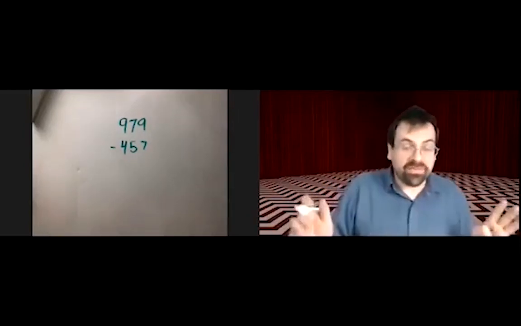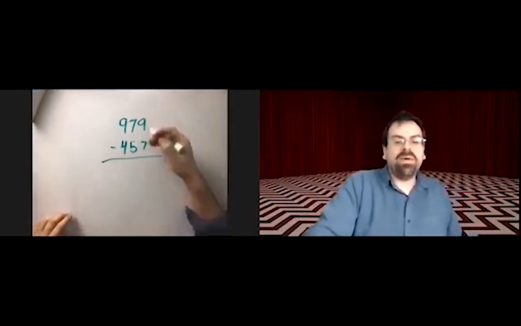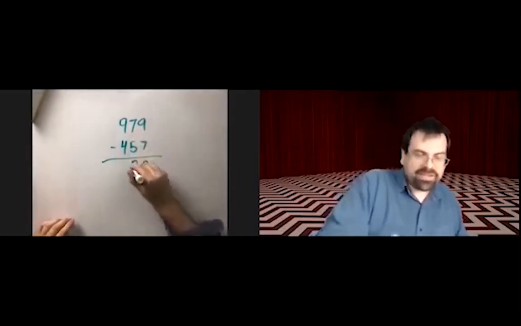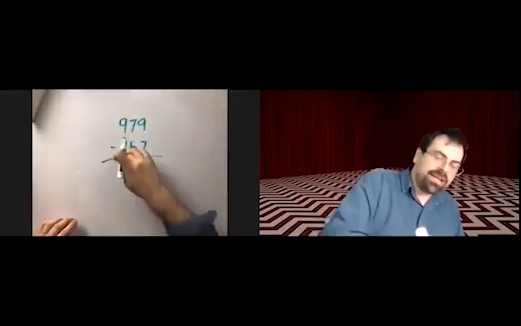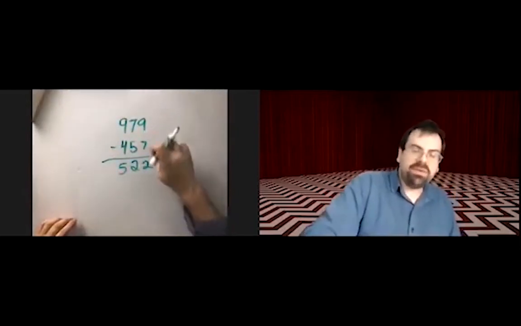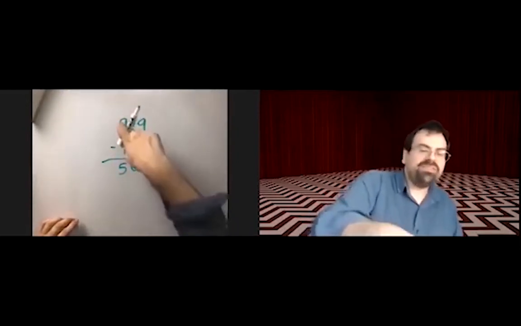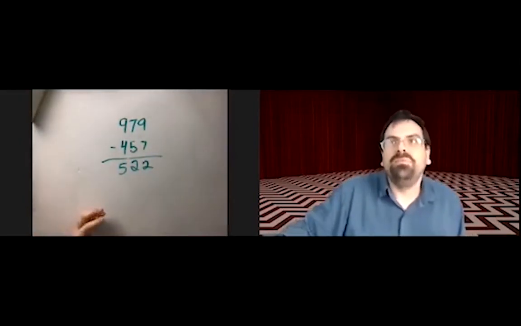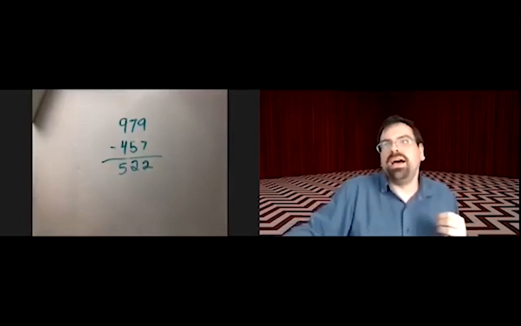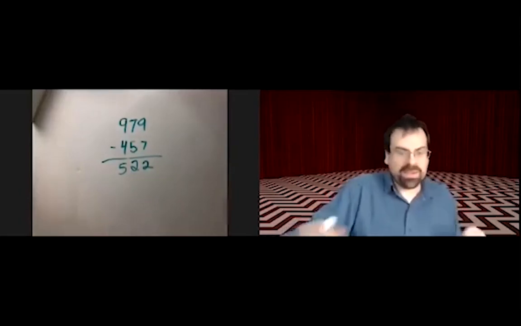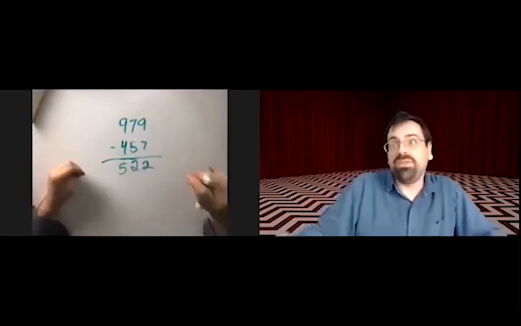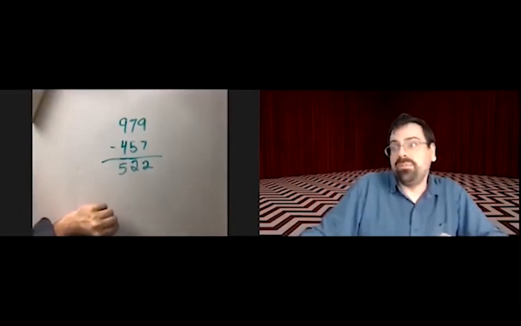So enough of that. 9 minus 7 is 2. 7 minus 5 is 2. 9 minus 4 is 5. Notice 9 bigger than 7, 7 bigger than 5, 9 bigger than 4. We like the subtraction problem when the numbers on top are bigger than the numbers on the bottom.